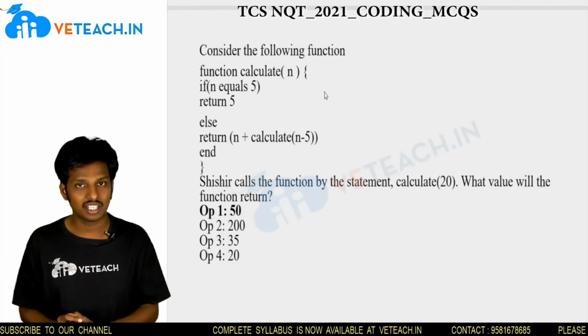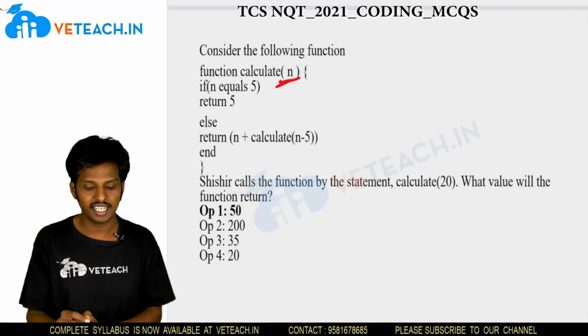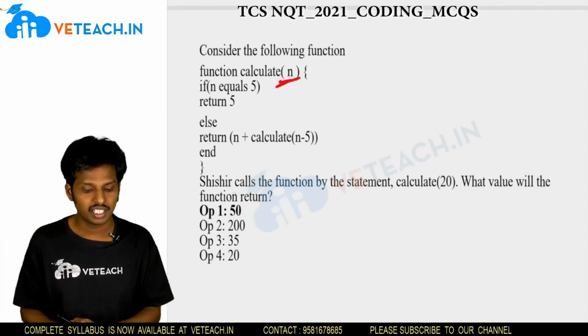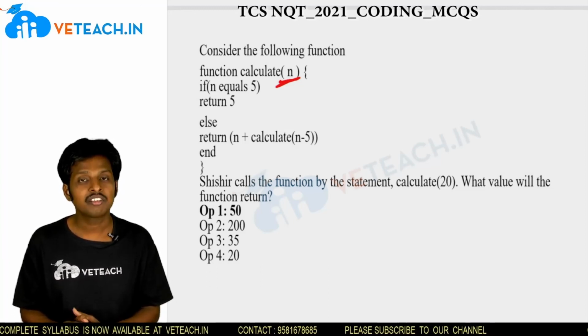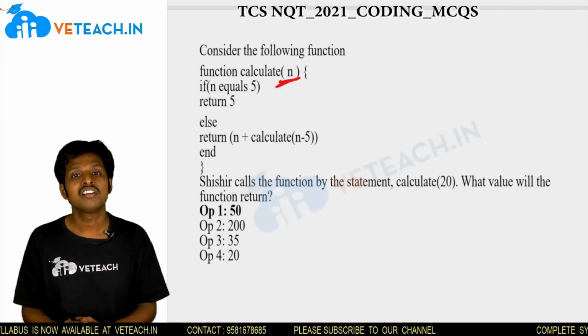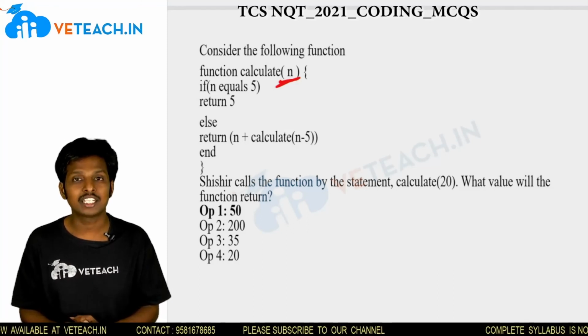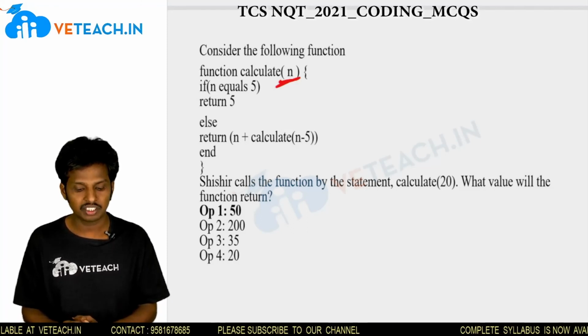Next, the other way of asking your question is, consider the following function. Calculate n, where n will be supplied from the user. If n equals 5, return 5, else return n plus calculate of n minus 5. Sheshar calls the function by the statement calculate of 20. What will the function return?